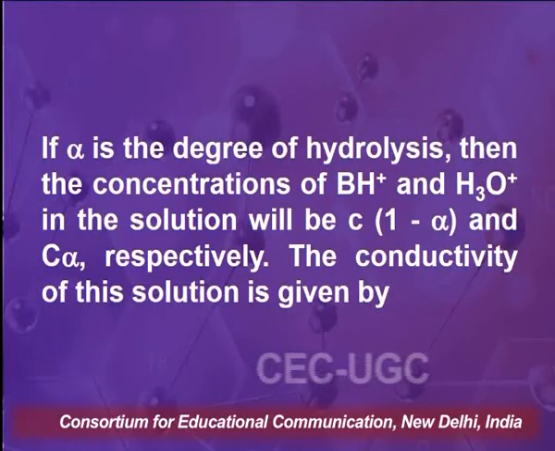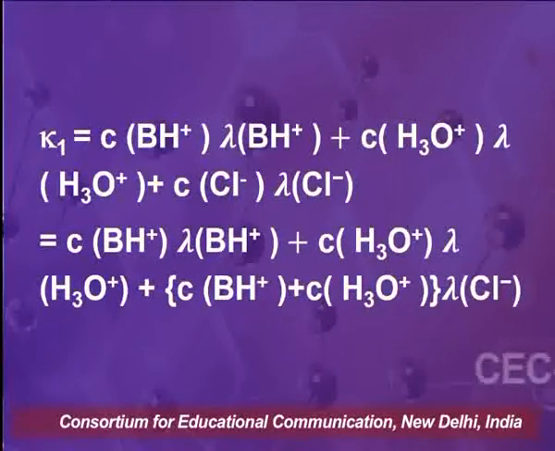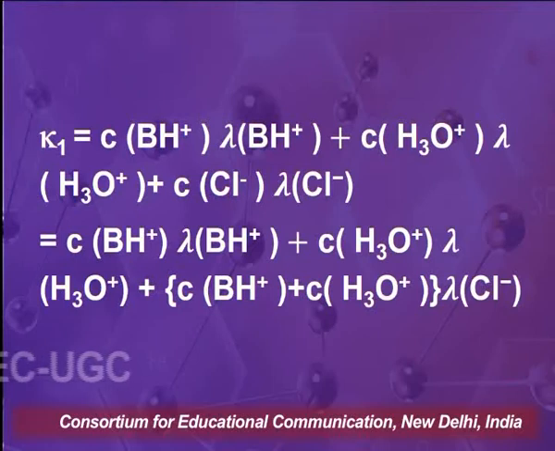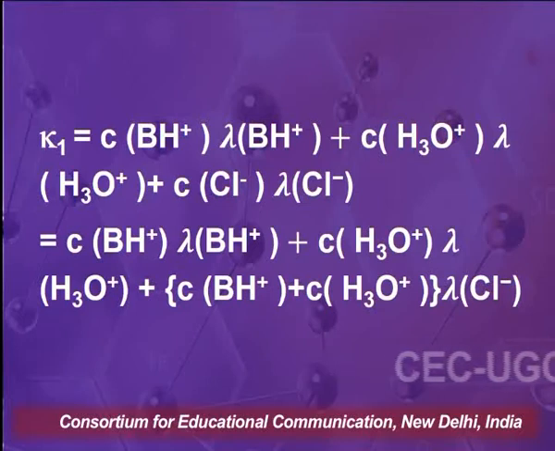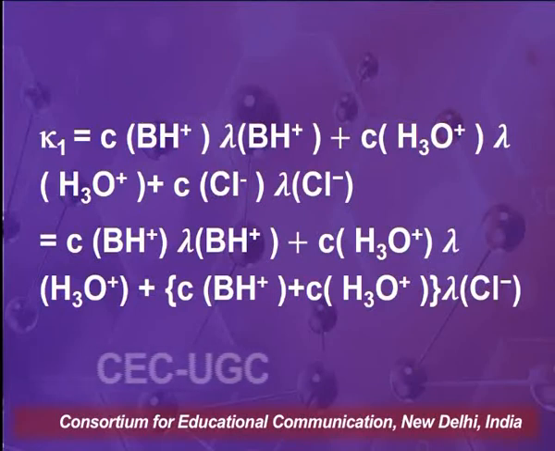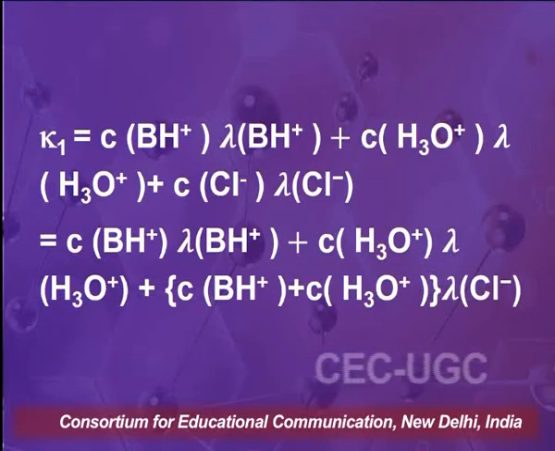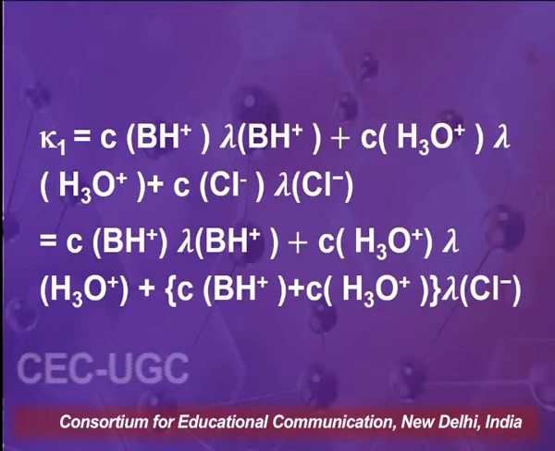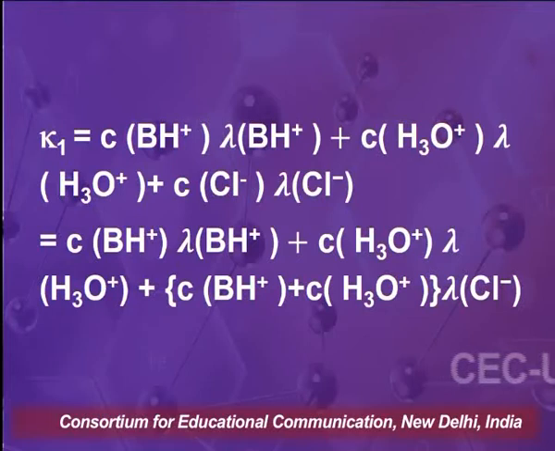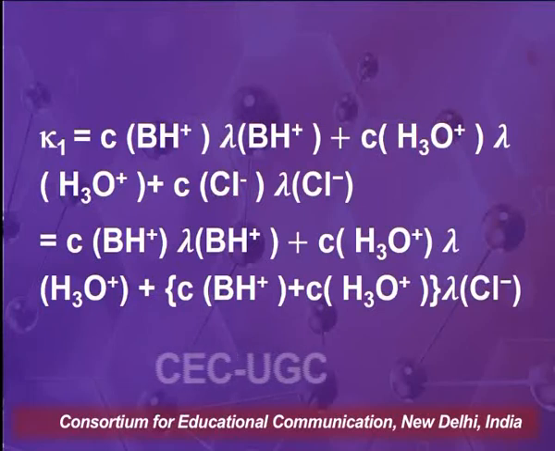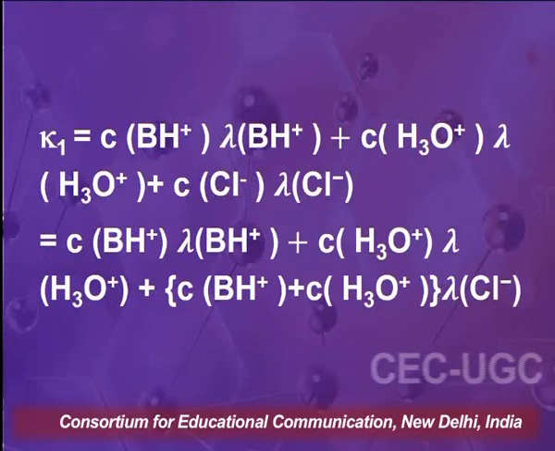The conductivity of this solution is given by kappa 1 is equal to C BH plus into lambda BH plus, C H3O plus into lambda H3O plus, C Cl minus into lambda Cl minus. The concentration of chloride ions is the sum of the concentration of the two cations. So we can write kappa 1 is equal to C BH plus lambda BH plus C H3O plus lambda H3O plus, C BH plus C H3O plus into lambda Cl minus.